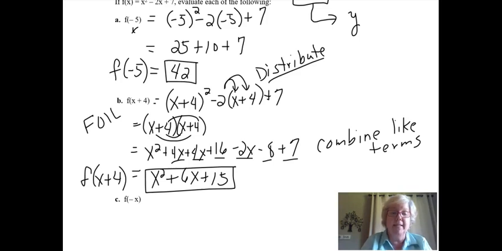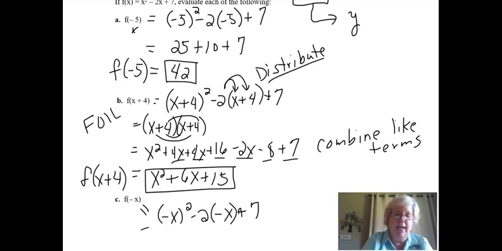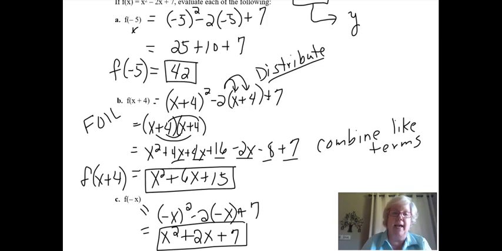Now for my last example, I have to replace the X with a -X. So I'm going to have -X squared minus 2 times -X, still using the original problem I'd started with, and then plus 7. Now negative times negative makes that become +X squared. Negative times negative in the middle becomes +2X, and then I have plus 7. And that would be my last answer for using the function notation.